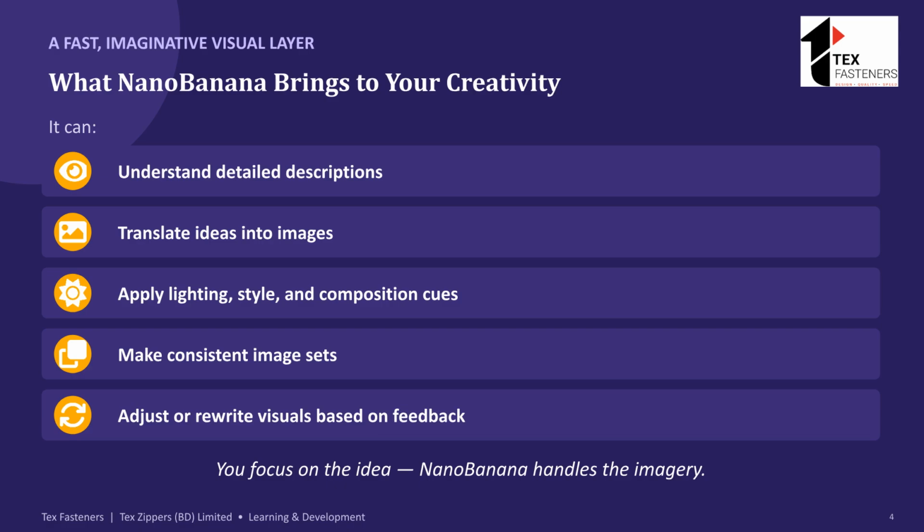Now, let's look at what Nano Banana can bring to your creative work. It can understand detailed descriptions and translate ideas into images. It can apply lighting, style, and composition cues. It can help create consistent sets of images. And it can adjust or transform visuals based on your feedback. This means you can focus on the creative idea rather than worrying about every technical design step. You describe what you want, and Nano Banana helps handle the imagery.